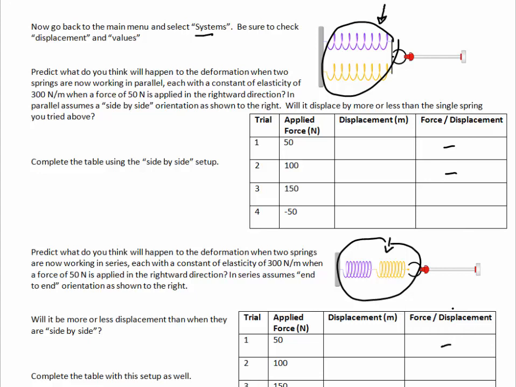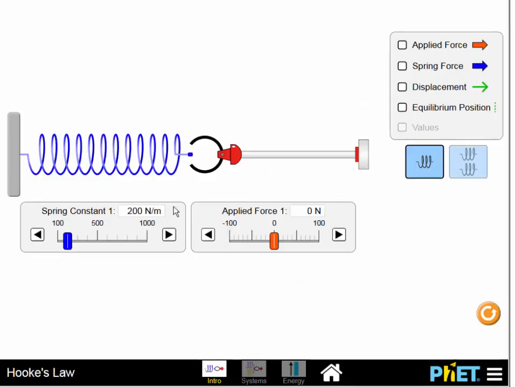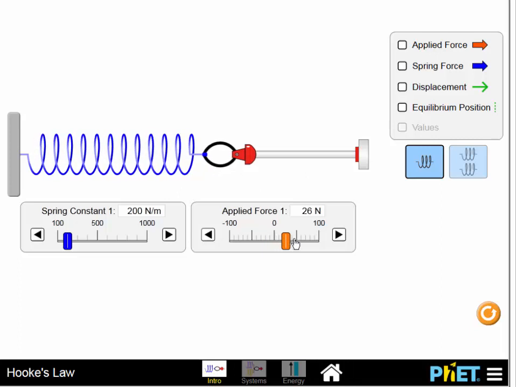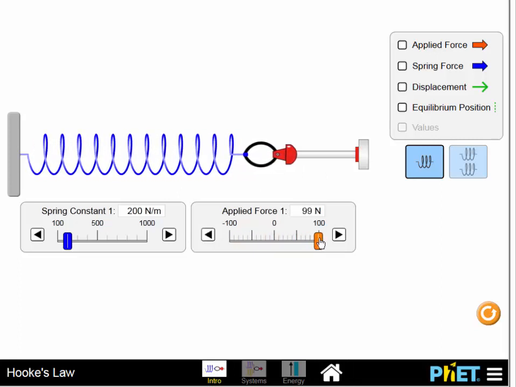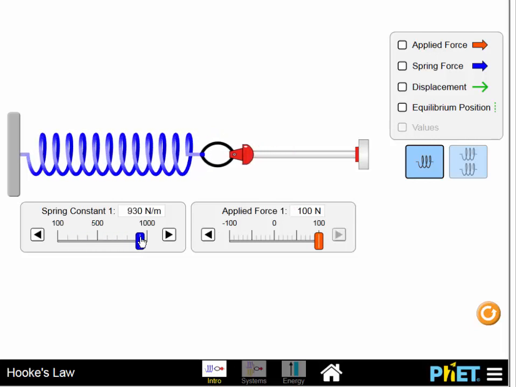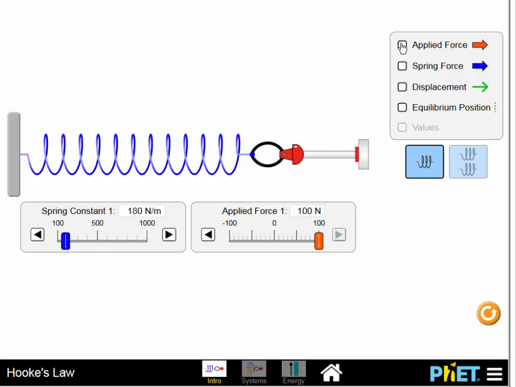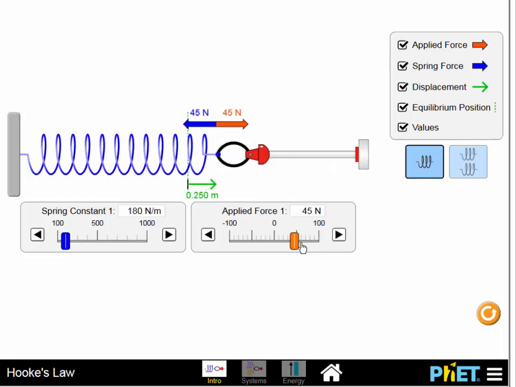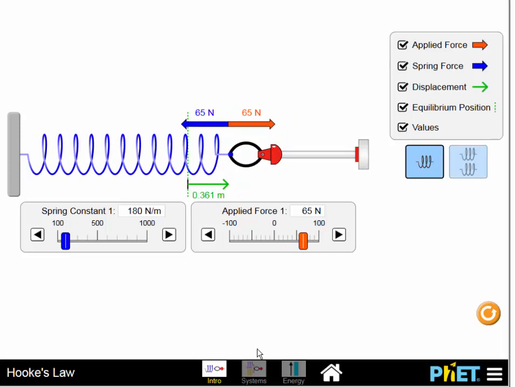So let's go ahead and pop open the simulation real quick. When you pop it open, you're going to have a spring, and you can play around with the force. You can see playing around with the force is going to stretch it. You can also play around with the spring constant. Now, that's not very useful until we actually get some values here. So now you can see I have some forces, and I have my displacement from the equilibrium position. So pretty straightforward. You play around with those and fill out the table.